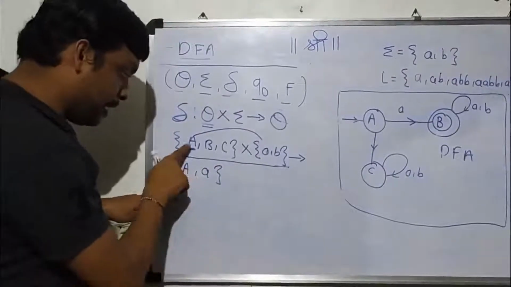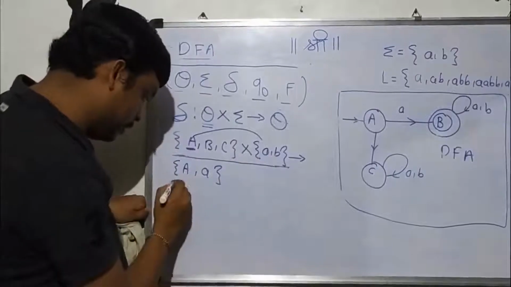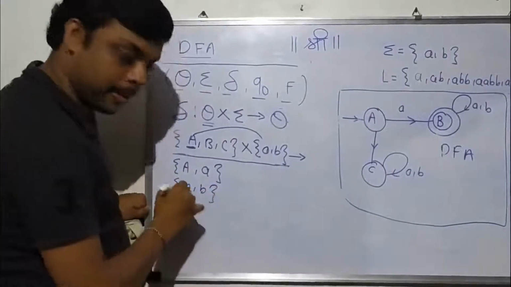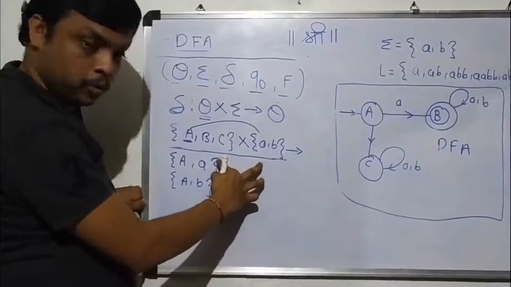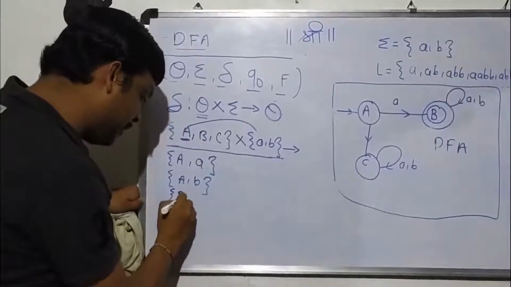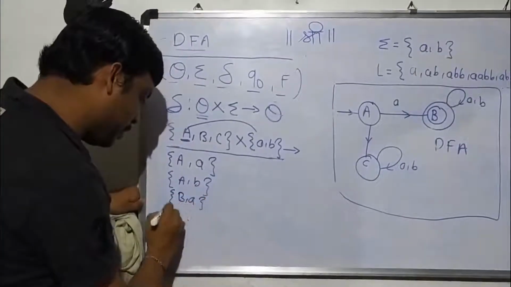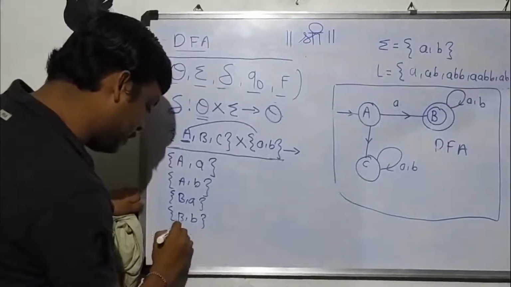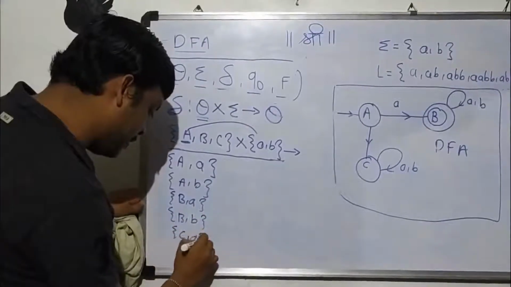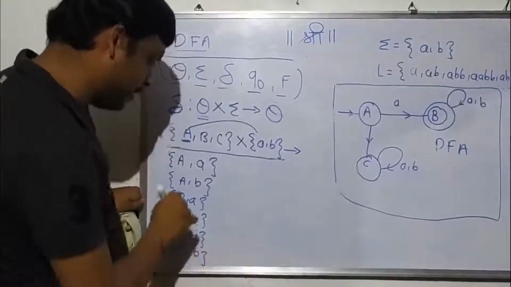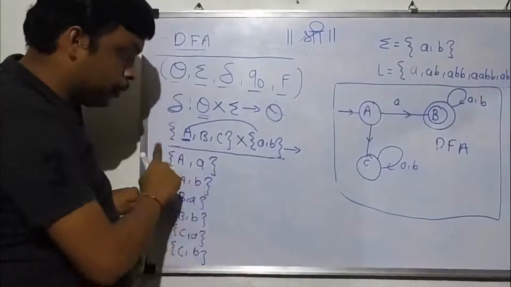Then again first combine with second, so here A b. This is the output of these two. Then similarly take the next element, B, then small a. Then B, then small b. Then C, small a. And finally C, small b. This is the output of these two.